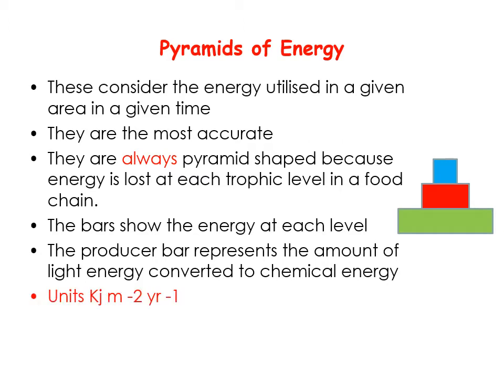And the units are always in energy per area per unit time. So that's usually kilojoules per meter square per year, but it can be kilojoules per hectare per year. As long as it's got all those elements to the units, it has to have an energy, which is going to be kilojoules because these are big values, an area and a time frame. Okay, so remember those units because you get a mark point for giving that unit.